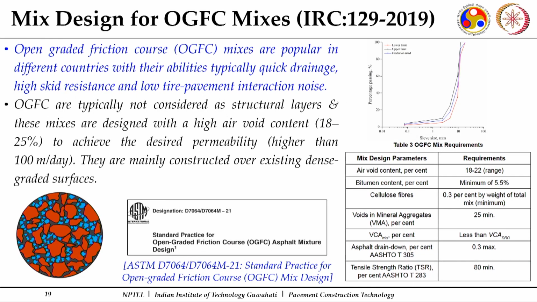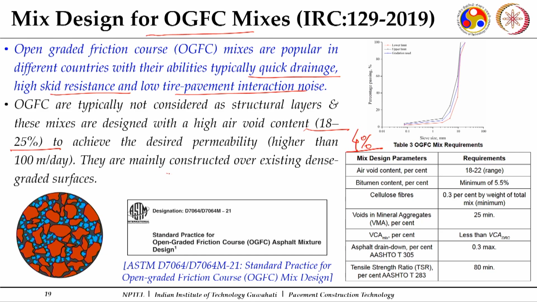Similarly, one more mix which is popular is OGFC. This is quite popular in many countries, specifically because of its abilities of quick drainage, high skid resistance, and low tire pavement interaction noise. These mixes are designed at a higher air void content. For SMA and the bituminous concrete and other dense graded mixes, we were targeting 4% air void content. Here we are targeting 18 to 25% air void content.